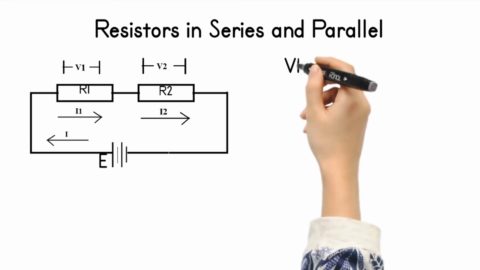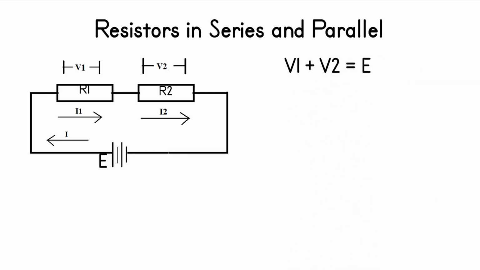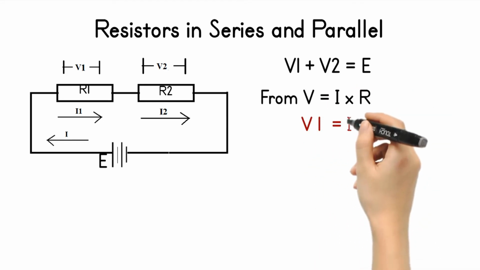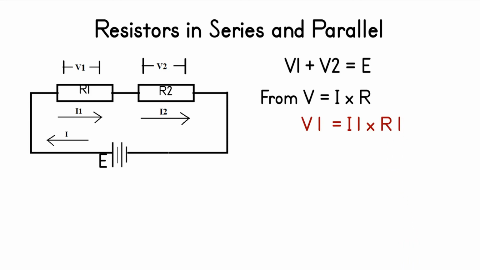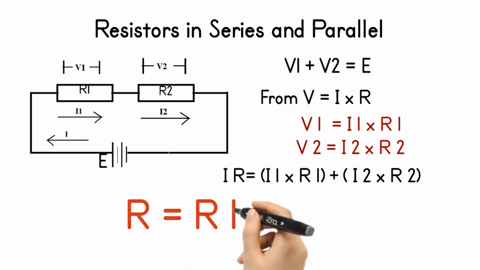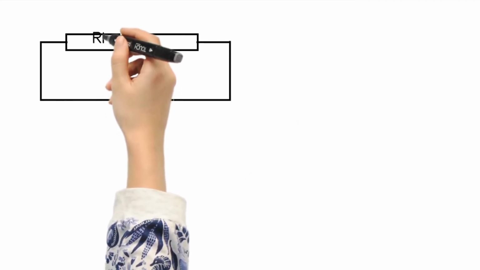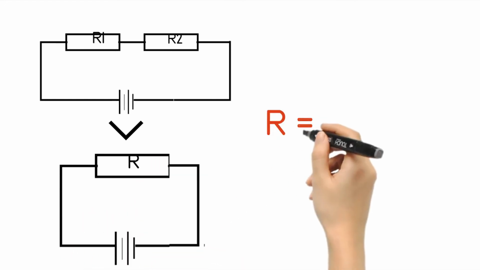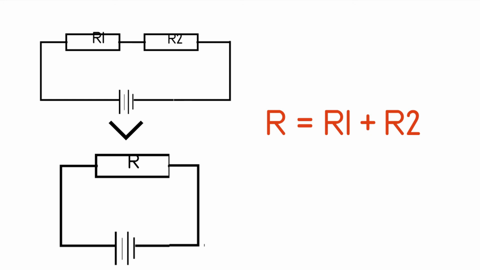We know that V1 plus V2 is equal to E, knowing that V is equal to I times R, V1 is equal to I1 times R1, and V2 is I2 times R2. From E equal to V1 and V2, we have IR is equal to I1 R1 plus I2 R2. Since I is equal to I1 and I2, the total resistance R is equal to R1 plus R2. Therefore, a series circuit, consisting of resistors R1 and R2, can be represented by a circuit consisting of a single resistance, R, where R is equal to R1 plus R2.